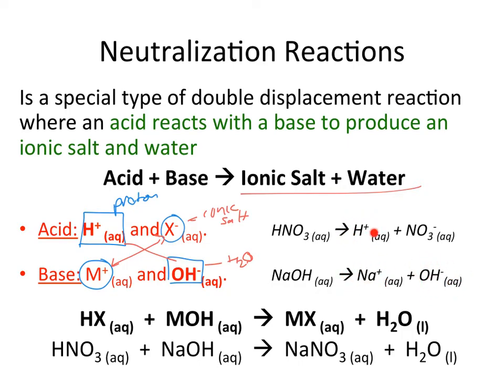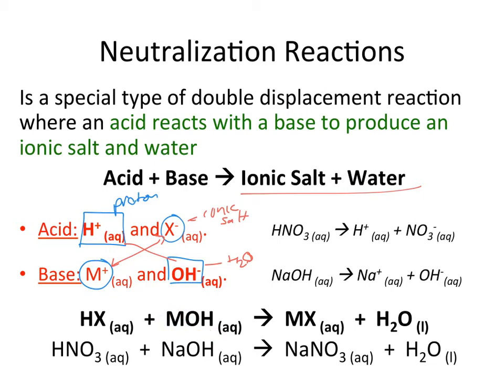So here's our H+, that's why we consider that an acid, and here's our OH-, that's why we consider that a base. So a more specific general definition or general equation of this neutralization reaction is here. Here we have our acid, HX, our H+ and our anion, and we have MOH, which is our metal cation and our OH, that's our base.